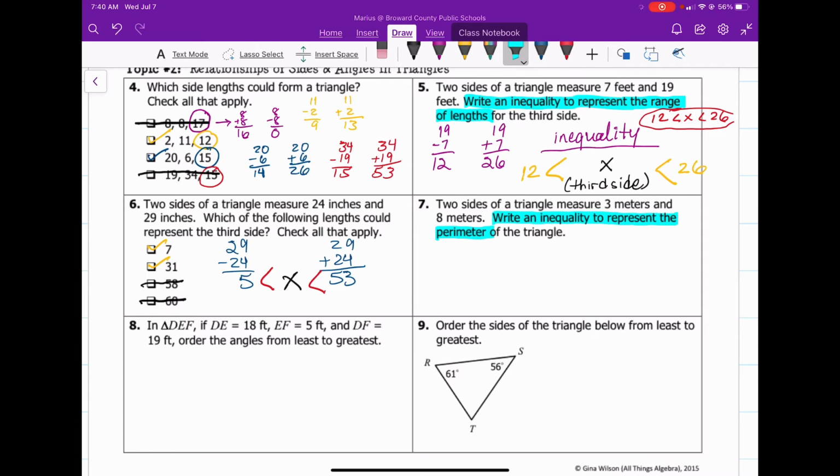Now, we still have to do what we originally started off by doing, which was subtracting the numbers and adding the numbers. So 8 minus 3 is 5, and 8 plus 3 is 11. Now, this gives us the range of the third side. Okay? That would be the inequality if we were looking for the range of lengths. Okay?